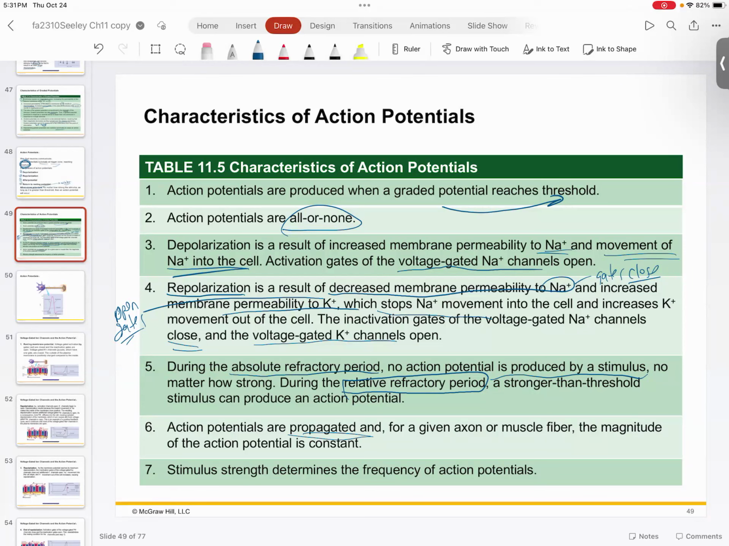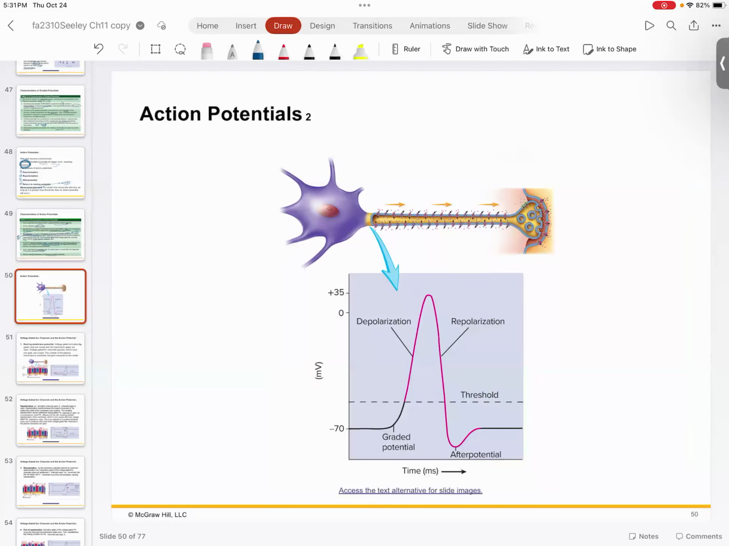And so ultimately, when you take a look at the strength, it will oftentimes determine the frequency of the action potentials. And of course, the more action potentials you have, the more signals you have, in this case, going out to the muscles. Here's what it looks like.